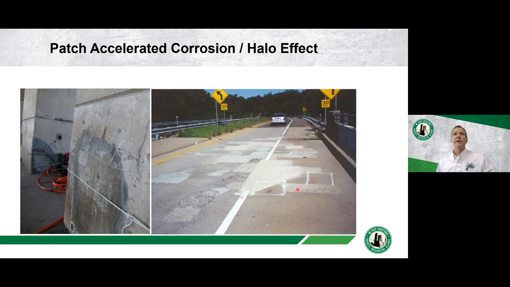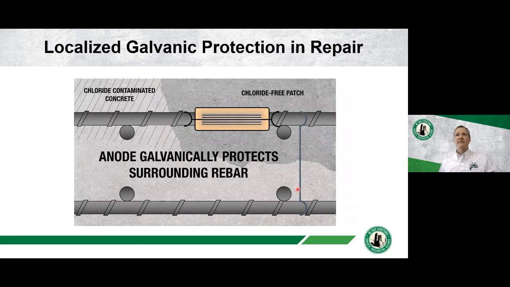So if we look at the most simple form of galvanic protection, where we're using localized galvanic protection, we put a galvanic anode into a repair, electrically connected to the steel, and this provides protection because the anode itself is more electronegative than the steel within the repair and the steel in the surrounding concrete. So within the local area where this anode is installed, current is going to flow from the anode to the steel, and corrosion of the steel is mitigated or reduced because the anode itself is corroding in its place.